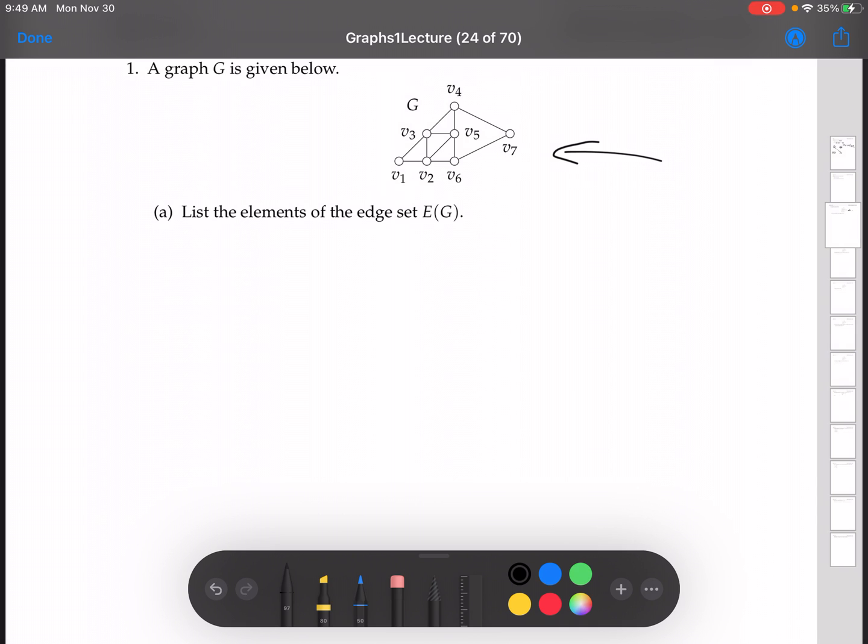All right, so the elements of the edge set, these are edges. These are two element subsets of the vertex set. You can see here that the vertex set is V1, V2, V3, V4, V5, V6, and V7. All right, so let's just start with V1, be systematic about it. So start at V1.